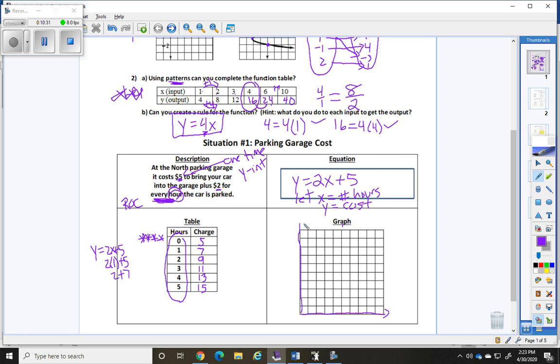I don't know if you could tell I'm using a different program, so I have different colors. You'll have to let me know if this looks any better than the other stuff. But anyway, my hours go from 0 to 5.